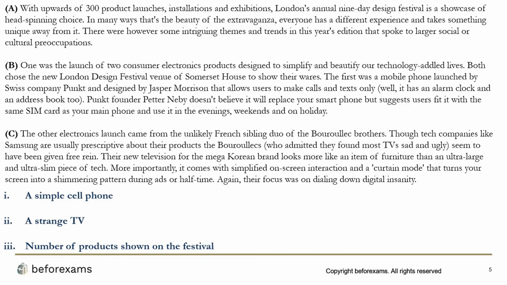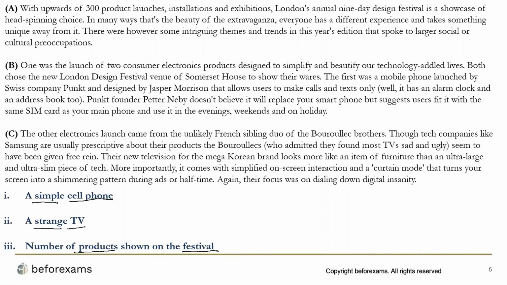Okay, so let's just look at the question. Let's first read the headings. A simple cell phone. So it says a simple cell phone. That means it is talking about simplicity. It is talking about a mobile phone. A strange TV. Number of products shown on the festival. So it is talking about a festival and about products. So these are the keywords, right? We'll try to find the answers to it. So let's find the answer of the first heading.